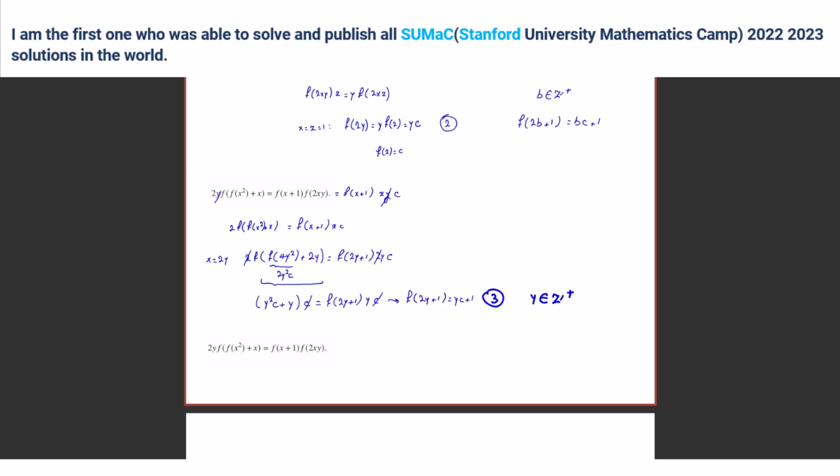Okay, wait. So the problem statement doesn't say that x and y have to be integers, right? x and y have to be positive integers.